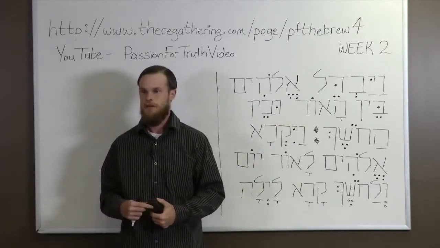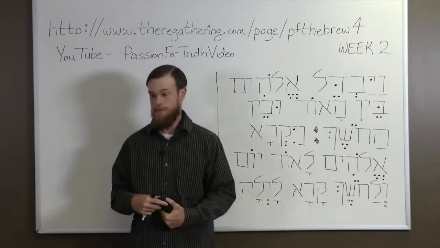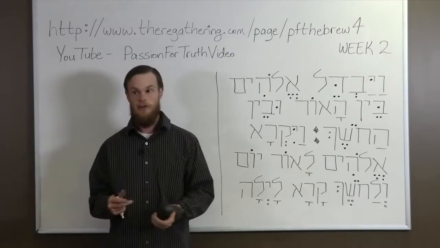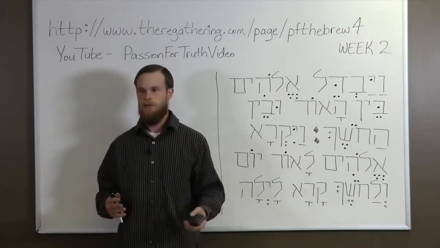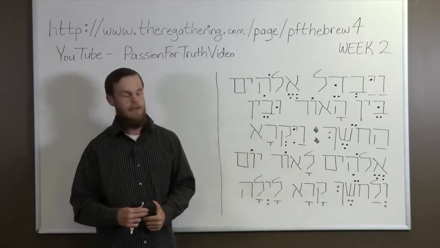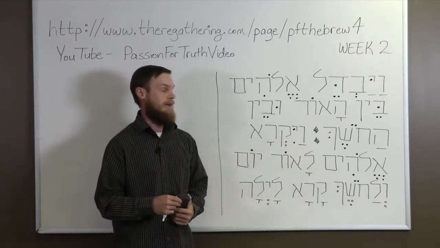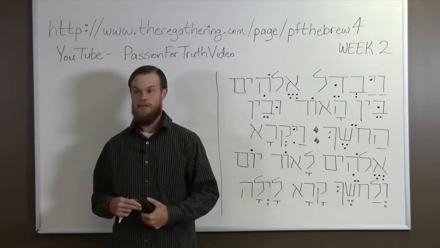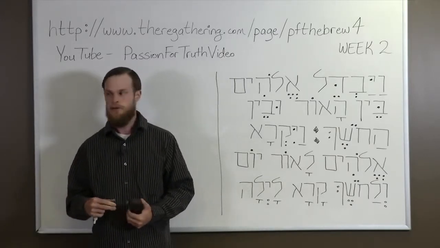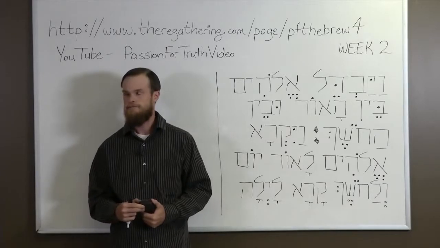Okay? So that's verse 4, the entirety of verse 4. Vayar Elohim et haor ki tov. God saw the light, that it was good, or because it was good. Vayavdel Elohim bein haor uvein hachoshech. And God separated between the light and the darkness. So any questions about verse 4?